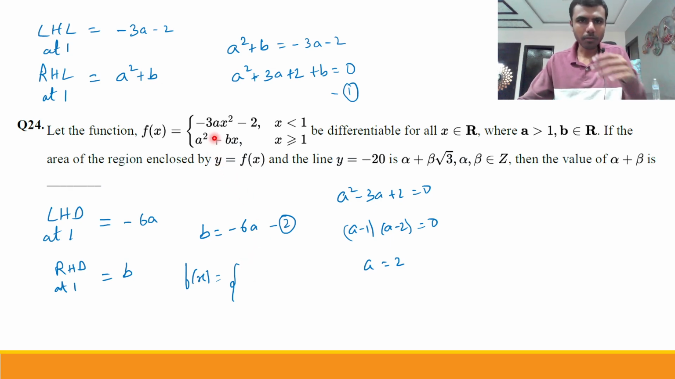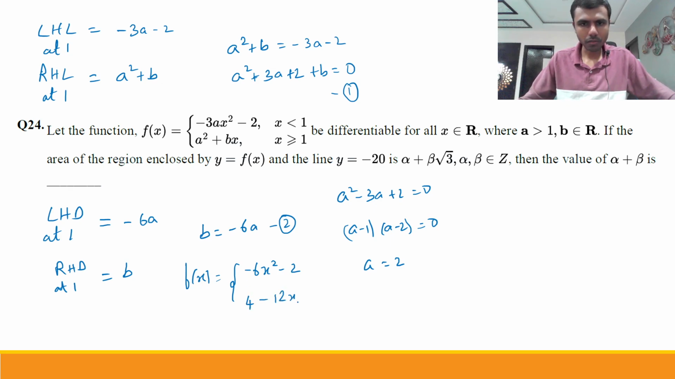This one, minus 3a, right? So minus 6x square minus 2, and this one, a square plus bx. So b is minus 12. So the function would be 4 minus 12x. Am I going wrong anywhere? B is minus 12, yeah, it makes sense, and a square is 4. Yeah, that's it. Now this is the function. That means less than 1, the function is this, x is less than 1. This one, x is greater than or equal to 1.